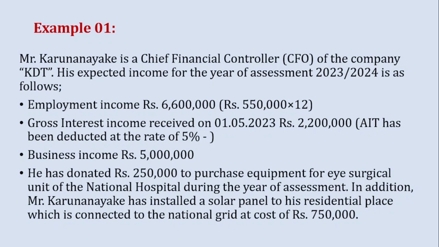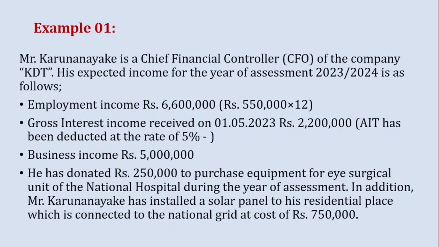After multiplying it by 12 months, the yearly income is 6,600,000. We can consider this as a primary employment. Then gross interest income received on 1st of May 2023, the amount is 2.2 million. AIT has already been deducted at the rate of 5%. For the purpose of SET calculation, you have to consider both the interest income received and receivable during the year of assessment.